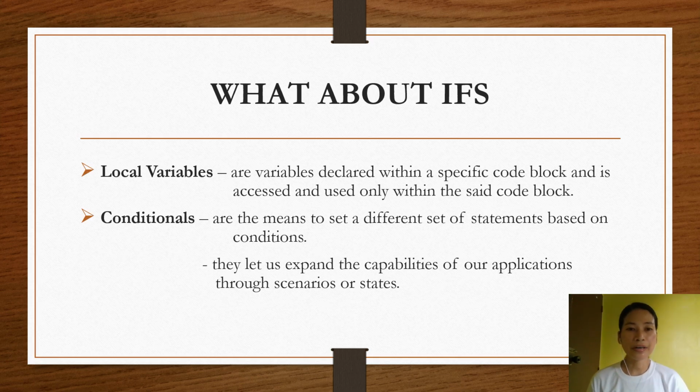Next is local variables. They are variables declared within a specific code block and are accessed and used only within the said code block. And we also have conditionals. They are the means to set a different set of statements based on condition. They let us expand the capabilities of our applications through scenarios or states.